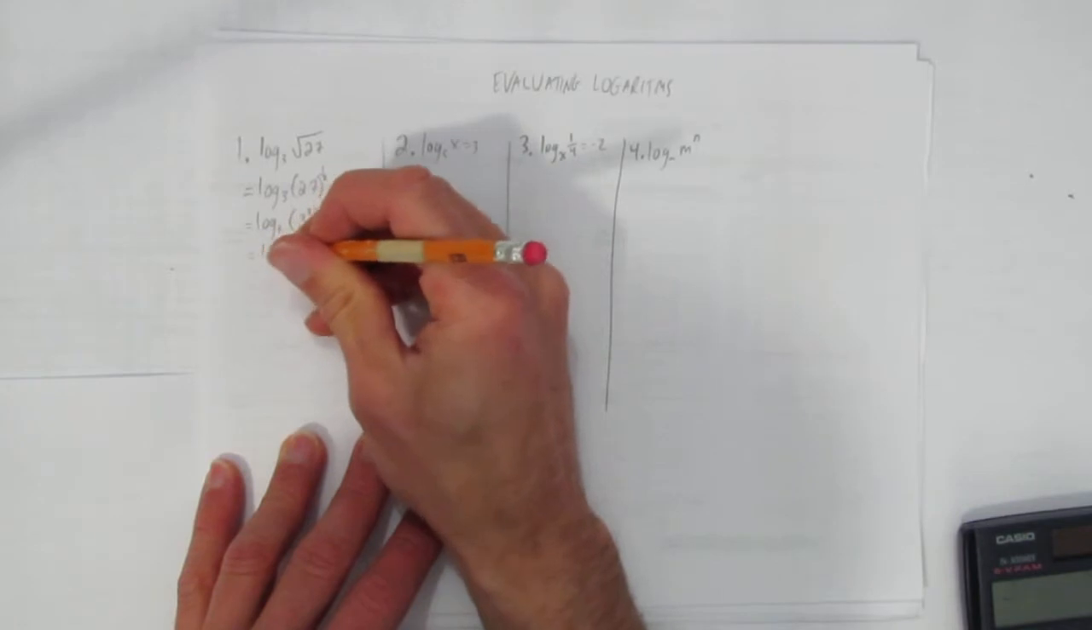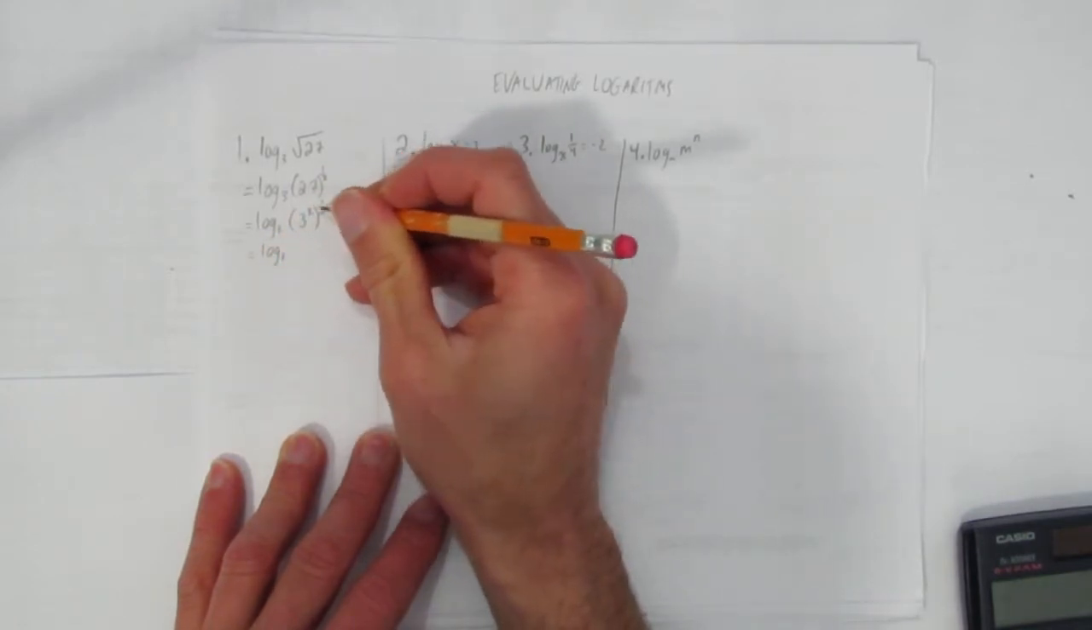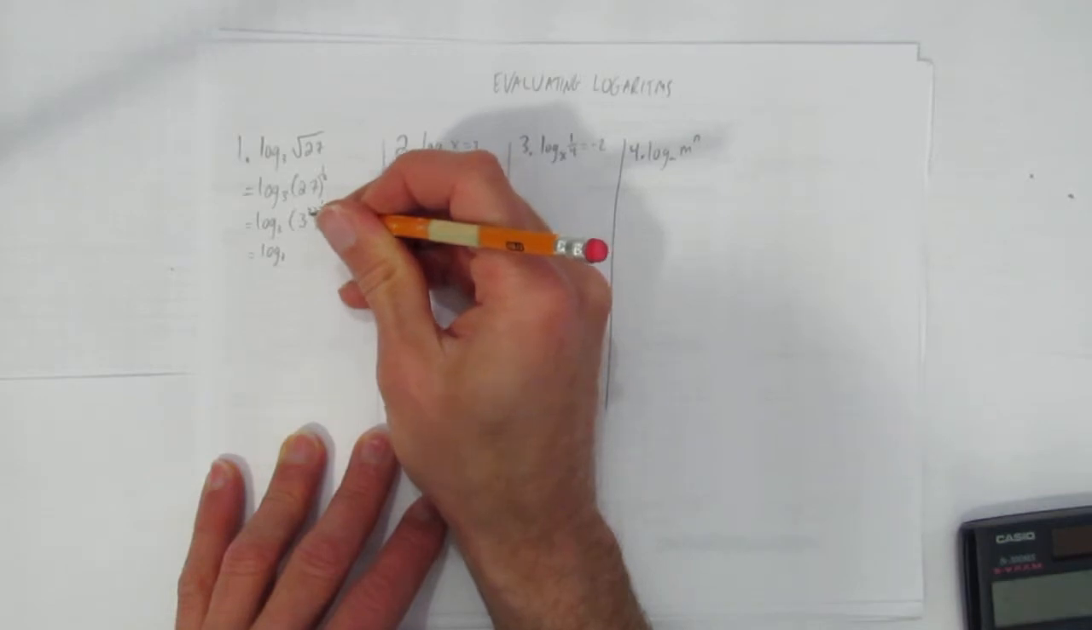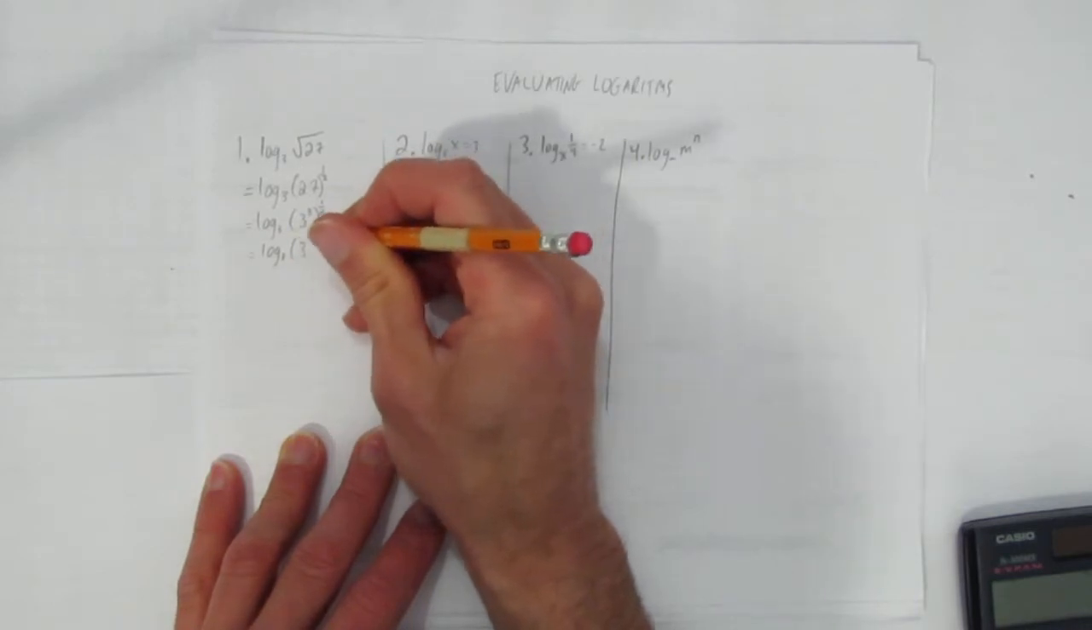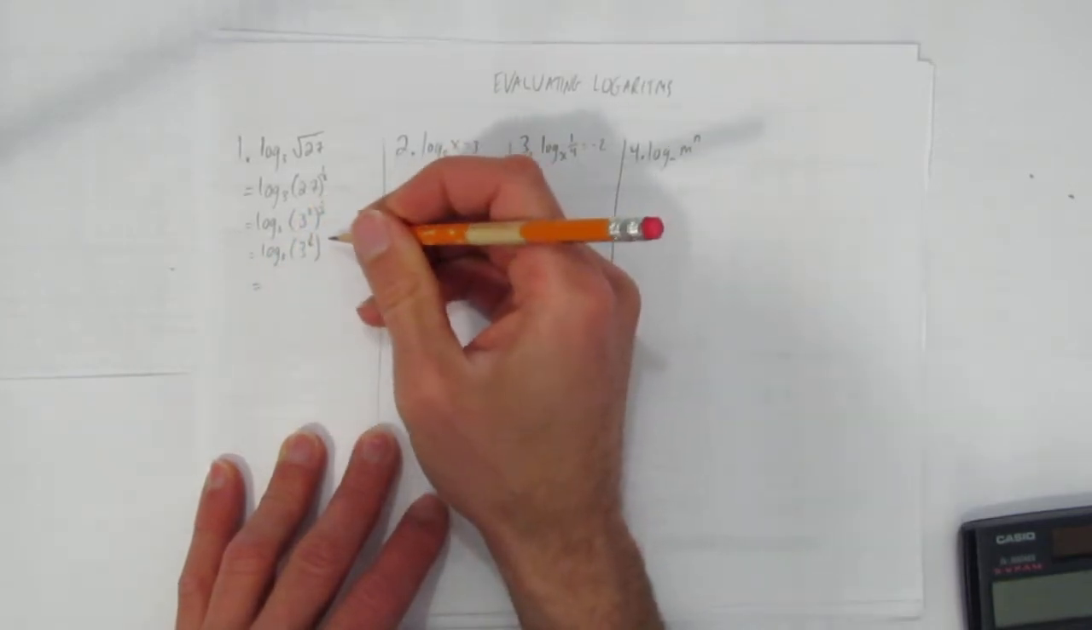And now, before I can do anything with this log, I've got to remember to first put these exponents together. When you have an exponent with an exponent on it, you multiply the exponents. So what's 3 times a half? You get 3 to the power of 3 halves. Alright, now we're in business here.